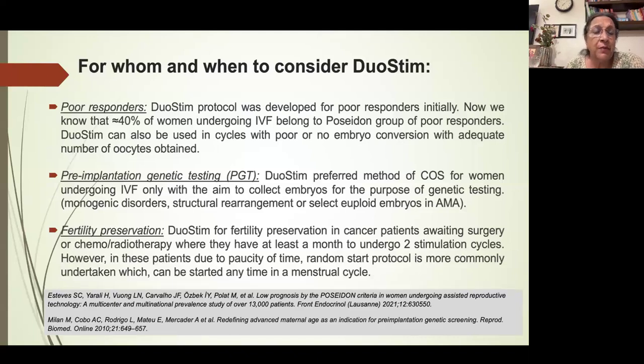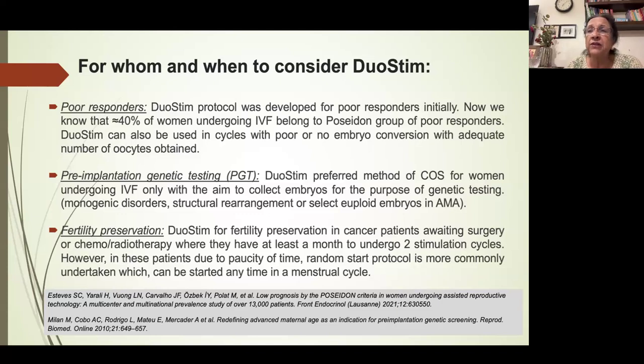So Diostim can also be used in cycles where you had adequate eggs, but your embryologist tells you on day 3 there is nothing, or tells you on day 5 there is hardly any embryo. There also we can go for Diostim. So if the embryo conversion is inadequate, then we can do Diostim.